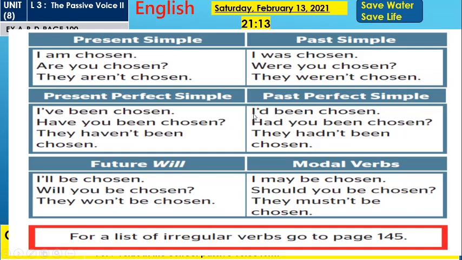The past perfect: I'd been chosen means I had been chosen, had you been chosen, they hadn't been chosen. Future: I'll be chosen means I will be chosen, will you be chosen, and they won't be chosen. I may be chosen, when we use the modal may in this example, or should you be chosen, or they mustn't be chosen. Of course, if you want to know more about the irregular verbs, you have a full list in page 145.